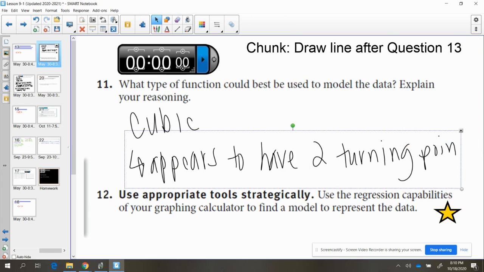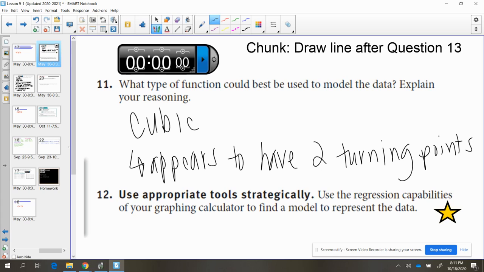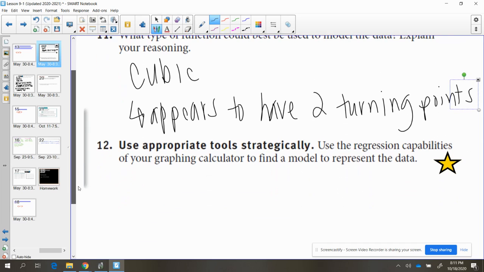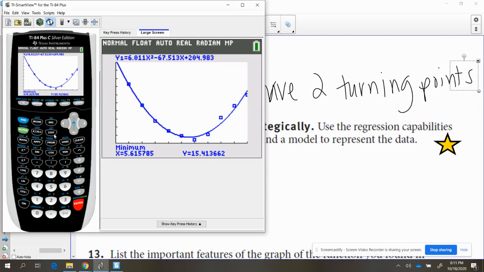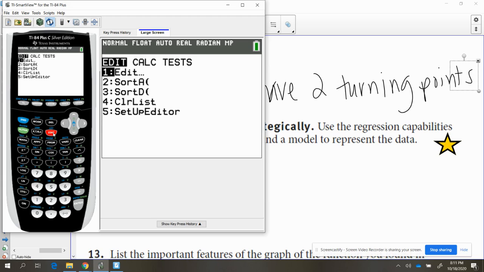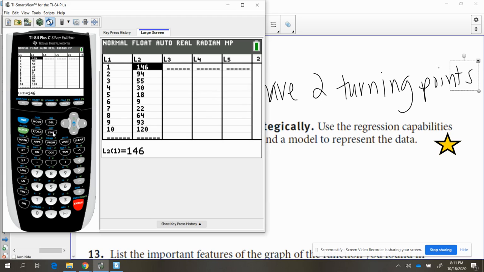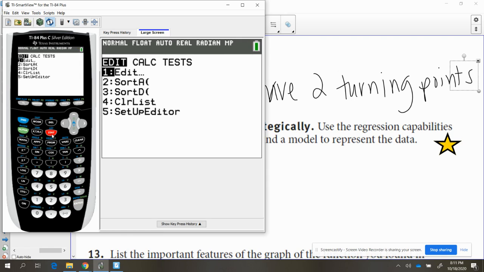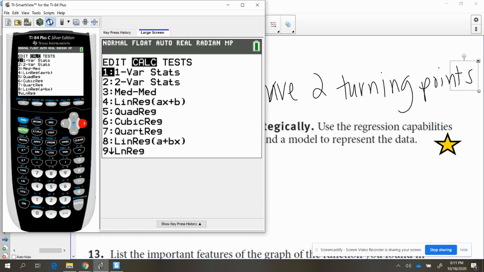And again, we do have the ability to use our graphing calculator to find that regression. So what we're going to need to do is add on to our list the next number of years, right? So 11, 12, 13, 14, 15, add on the number of sunspots, and take a moment to calculate then the cubic regression.